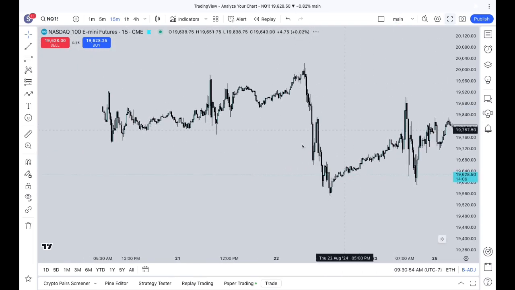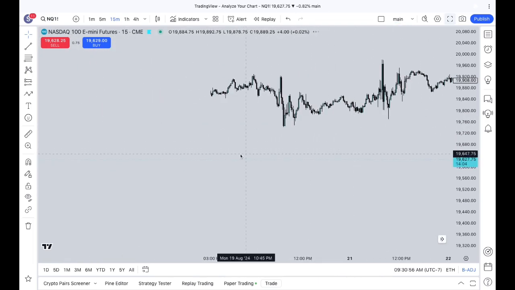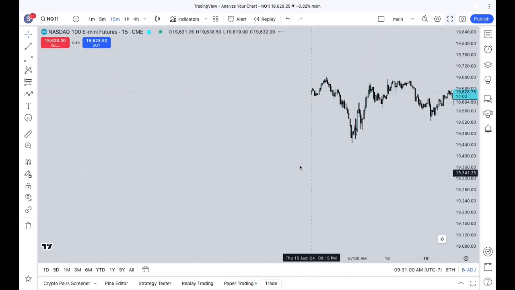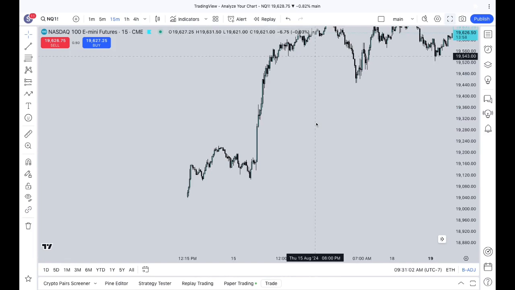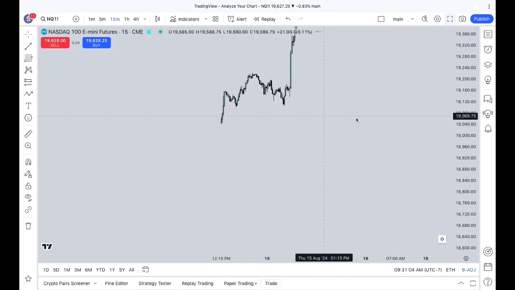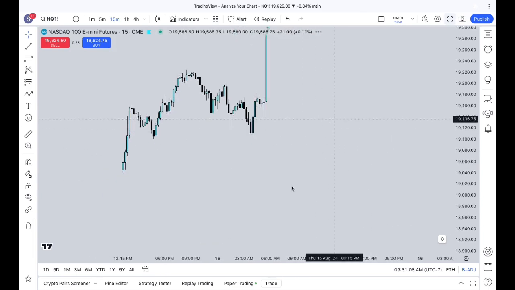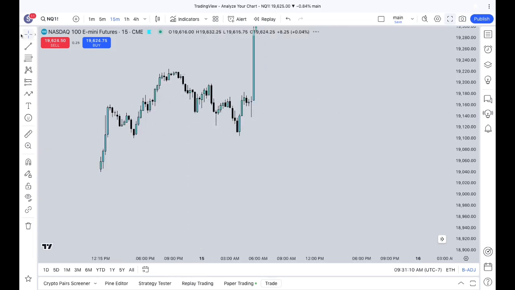Now we're going to go into the market and we're going to be finding all these trends. We can start off on the 15-minute, and we can also go on a higher time frame, but we're going to start off with this one. Here we have a pretty good trend, so let's start marking this out.